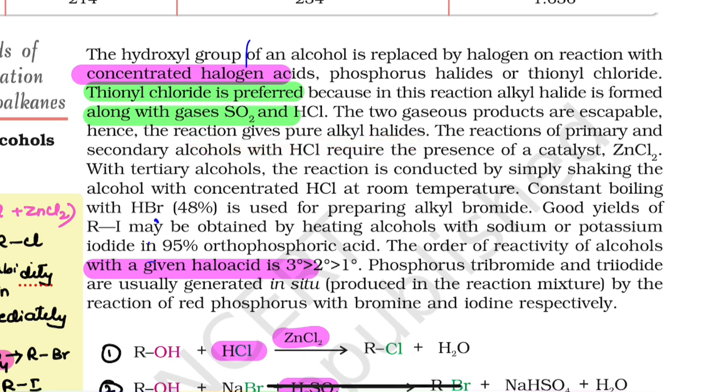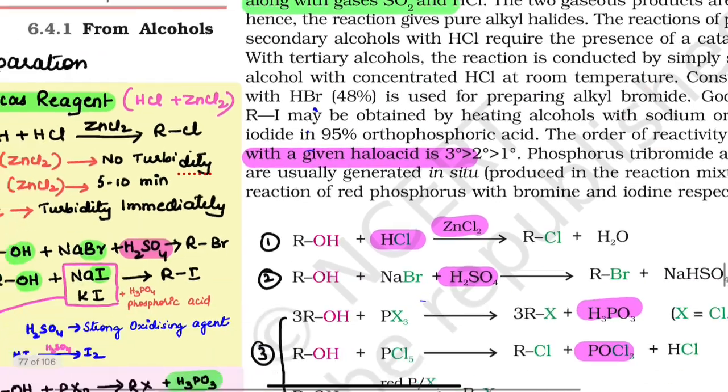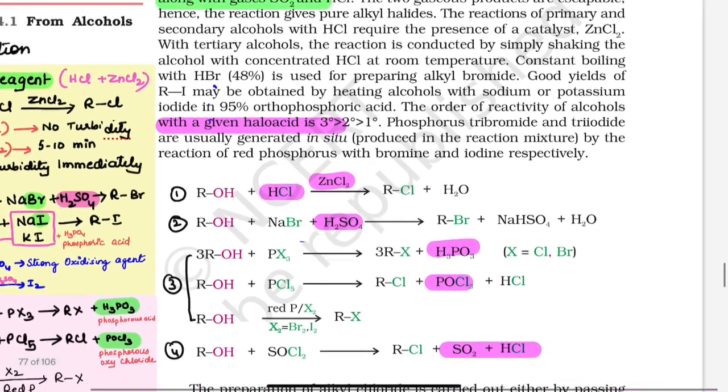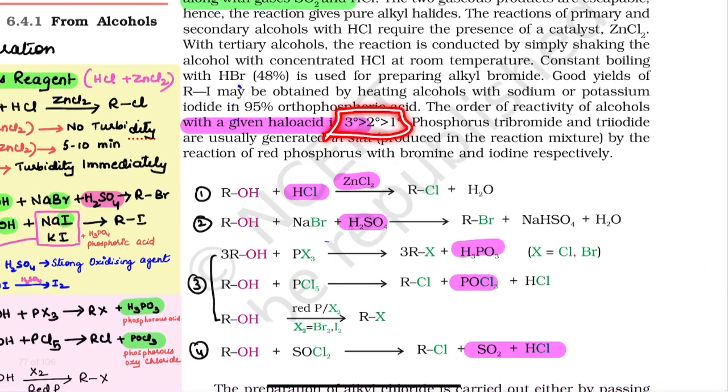The reaction of primary and secondary alcohol with HCl requires the presence of the catalyst zinc chloride, while for tertiary alcohol, the reaction is conducted by simply shaking the alcohol with concentrated HCl at room temperature. So for primary and secondary alcohol you need zinc chloride. For tertiary alcohol you just shake, and instantaneously you will get turbidity. One more important point is the rate of the reaction. The first and second reactions proceed through a carbocation. Carbocation stability, you know, is tertiary greater than secondary greater than primary, so the rate of the reaction will be in this order.